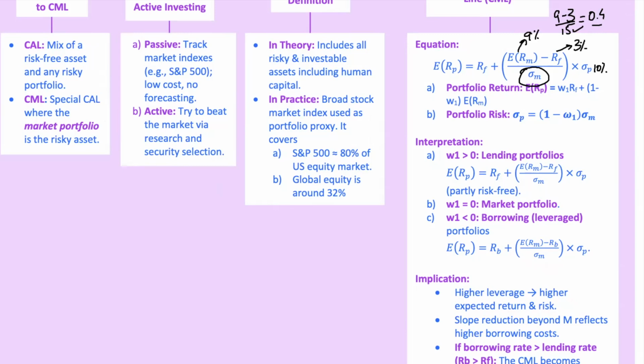Now, when your portfolio is partly in T-bills and partly in the market, you're on the left side of the line. That's called lending. When you're fully in the market portfolio, you're at that tangent point. And when you borrow to invest more than 100% in the market, that's called leveraging, you move to the right side of the line. Now, here's something examiners love to test: the implication.